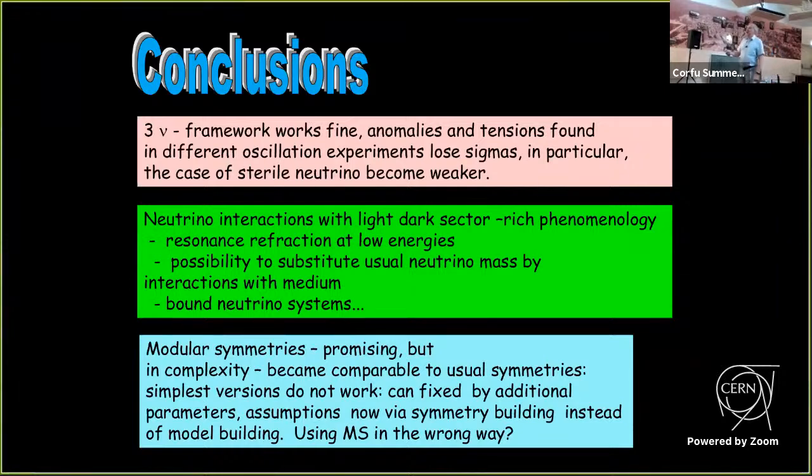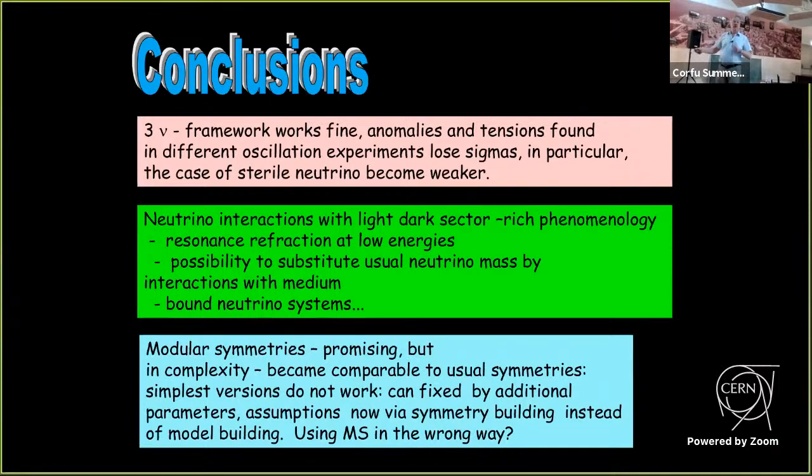Thank you. So it seems that the three-neutrino framework works well. Anomalies and tensions are losing their sigmas, and I don't know what the anomaly in neutrino physics is now. In particular, the case of sterile neutrinos becomes weaker and weaker. Neutrino interaction with the light dark sector has a rich phenomenology. It produces so-called resonance refraction at low energies, a possibility to substitute, or maybe partially substitute, the usual neutrino mass by interaction with the medium. You may probably explain some features using this additional contribution.